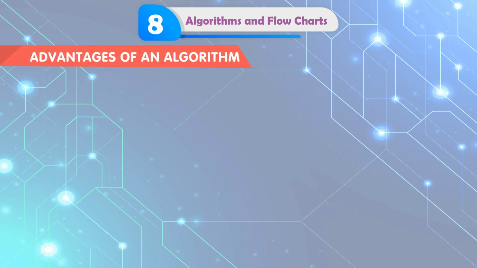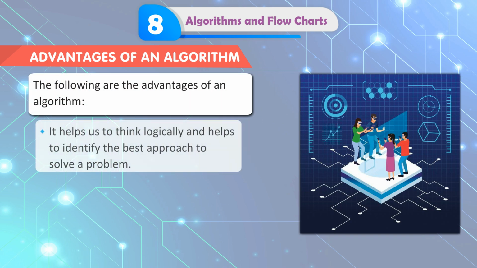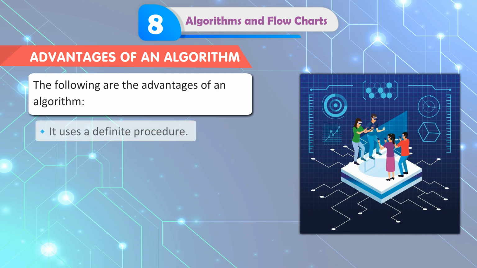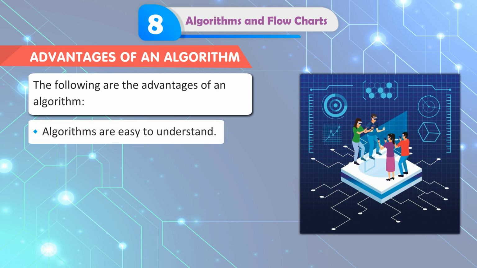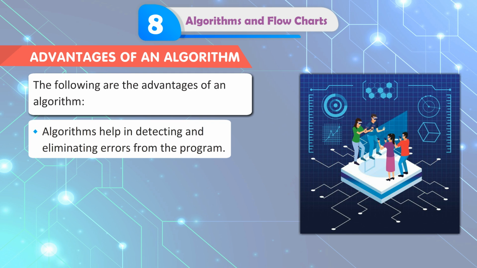Advantages of an algorithm. The following are the advantages of an algorithm. It helps us to think logically and helps to identify the best approach to solve a problem. It uses a definite procedure. Algorithms are easy to understand. Algorithms are easy to implement. Algorithms are machine independent. They can easily be converted into flowcharts. Algorithms help in detecting and eliminating errors from the program.